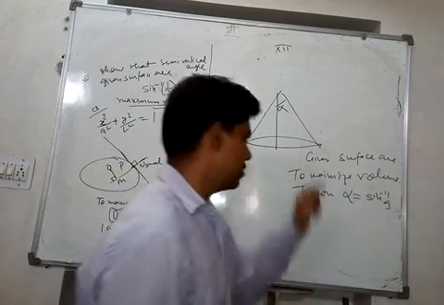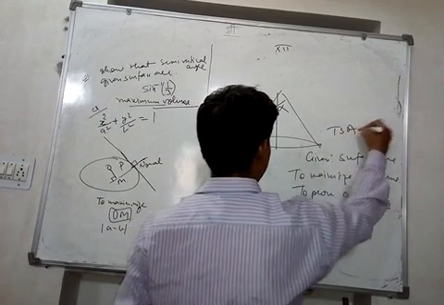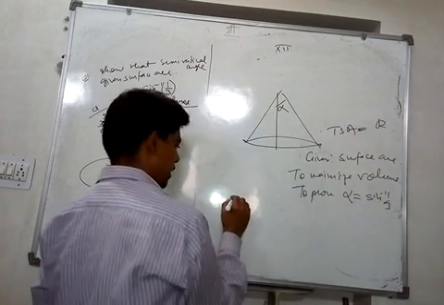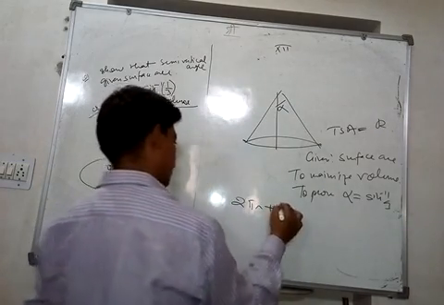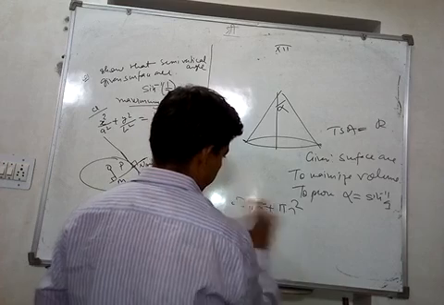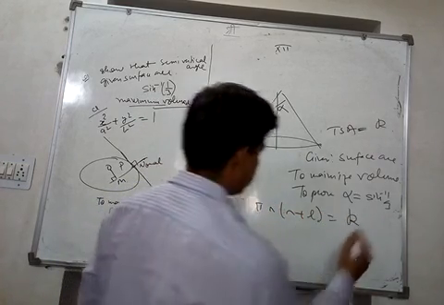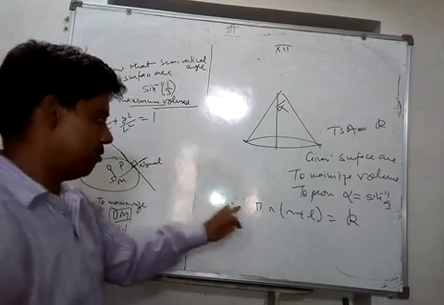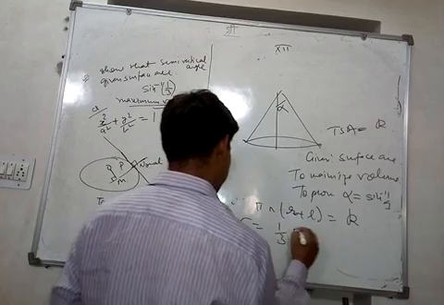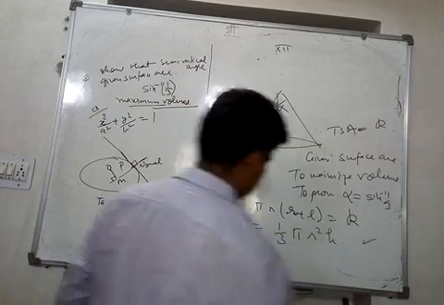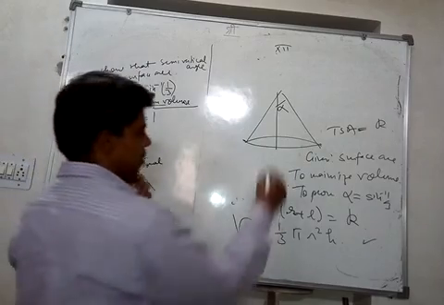So given is a constant surface area. We will take the total surface area, TSA, as some constant number k. TSA is pi r square plus pi r l, that is pi r times r plus l. This is the formula for TSA of a cone. So pi r times r plus l is a constant quantity here. Volume of the cone is 1 upon 3 pi r square h. This you have to maximize. There are two variables, r and h, so you have to remove them, right?